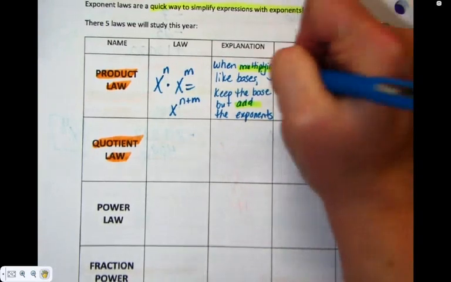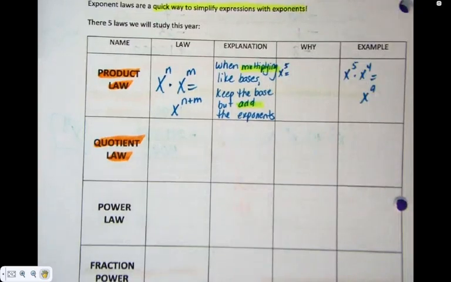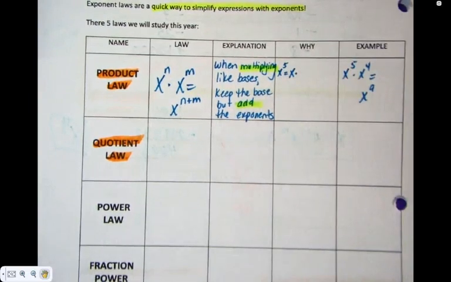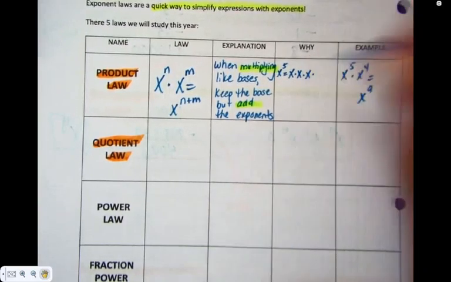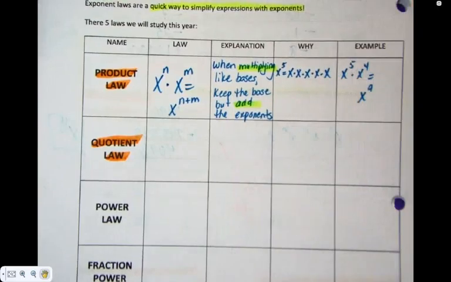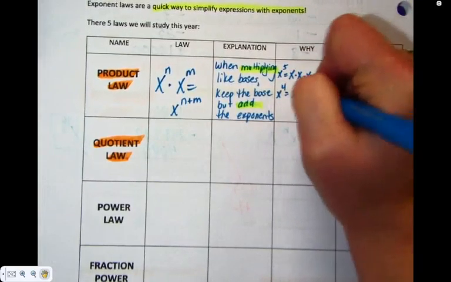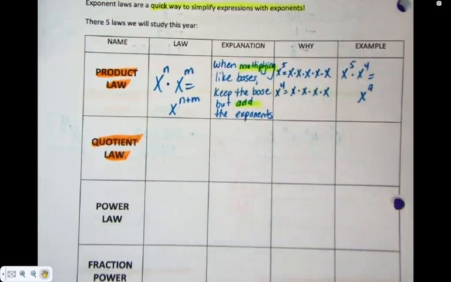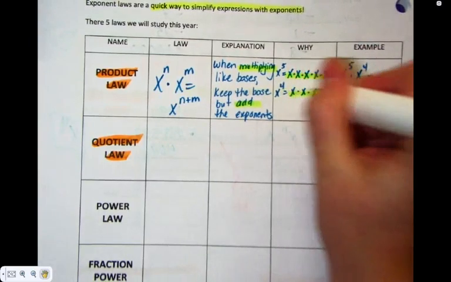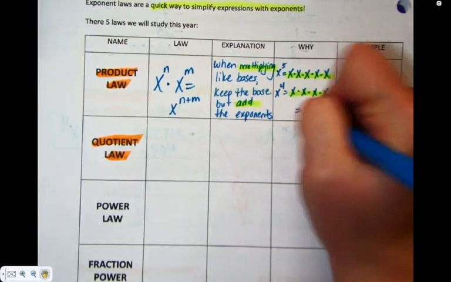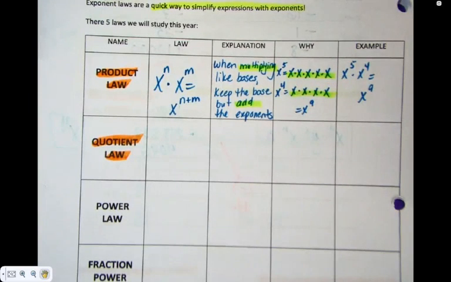Okay, well, let's look at the why. What does x to the 5 mean? We did this before the break. What does an exponent mean? Does that mean x times 5? No, this means x times x times x times x times x. And what does x to the 4 mean? x times x times x times x. This is why we have exponents, because we don't want to say that out every single time. If we look at that expanded form, how many x's do I have on the top row and how many x's do I have on the bottom row? I've got 9 of them. That's why we add the exponents. Nothing new with this law. We did it last unit. We're just making the numbers bigger. That's all.